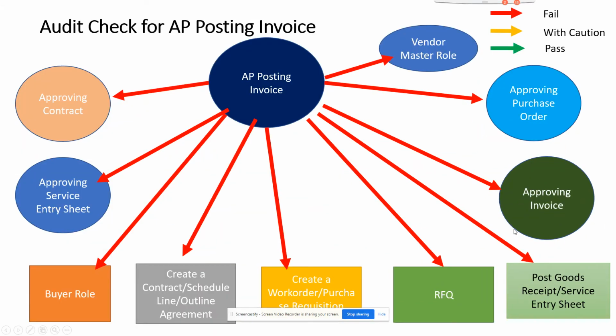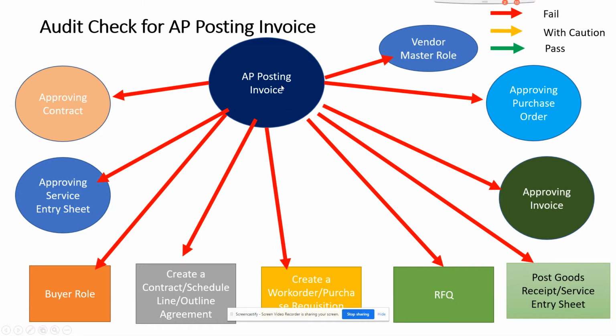Hi friends, now we are going to discuss audit checks for a person working in accounts payable, who is posting invoices with MIRO, FB60, or whatever transaction code you are using, and cannot have certain access. Anything which is red, you should not be having, which is a fail. That means the auditor failed your test. Yellow is with caution and green is pass.